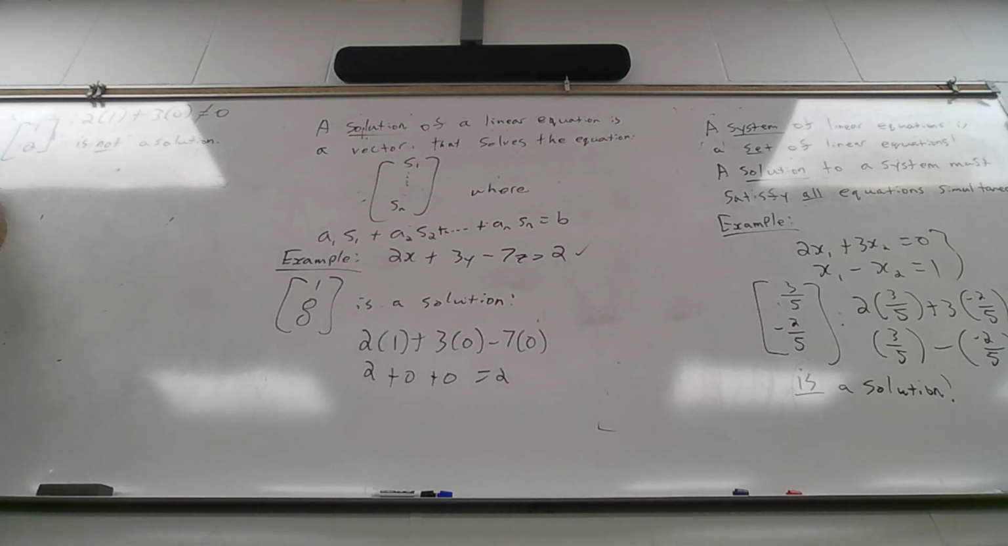Okay, let's consider another one. 2x plus 3y equals 1. Actually, I'm going to write 0. 2x plus 3y is equal to 1. So this is a system. So that means whatever solves the first equation has to solve the second one too.